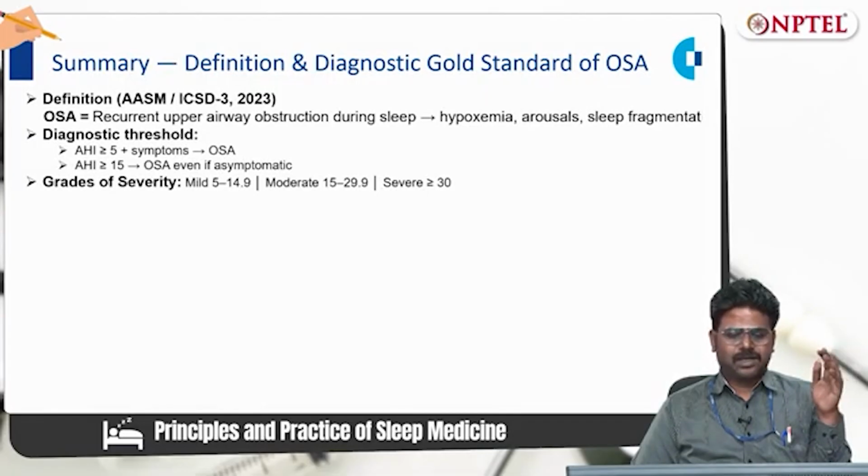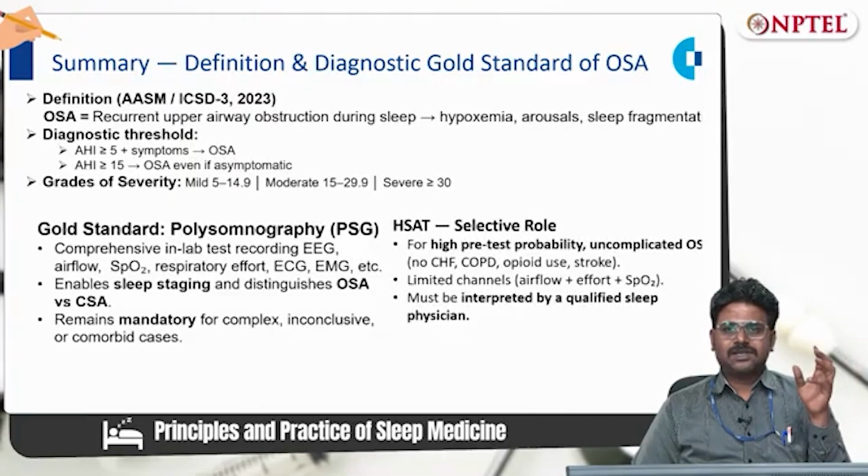The gold standard investigation for OSA is polysomnography, a comprehensive in-lab test recording EEG, airflow, SpO2, respiratory effort, ECG, and EMG. It enables sleep staging and distinguishes OSA from central sleep apnea. It remains mandatory for complex, inconclusive cases and for patients with comorbid diseases.